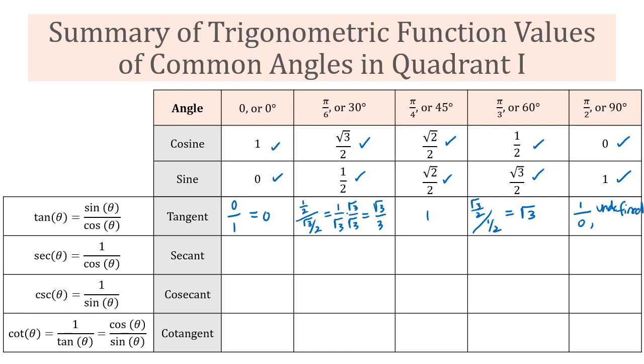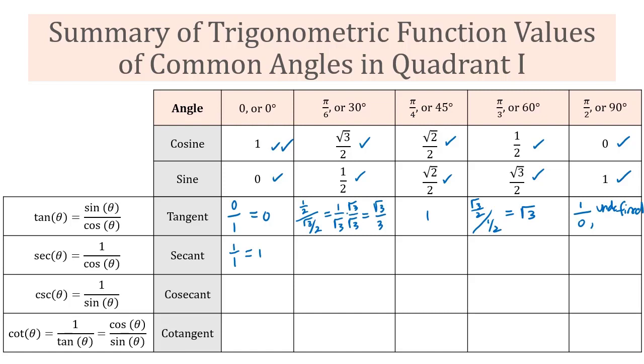All right, let's move on to the secant. The secant is defined as the reciprocal of the cosine function. So the cosine function in this case is 1 for 0 degrees, or 0. So 1 over 1 is simply 1.